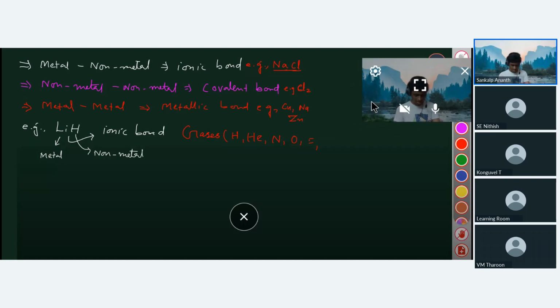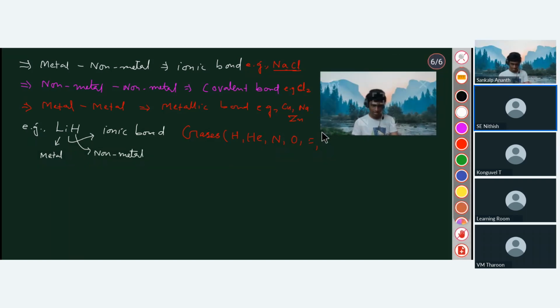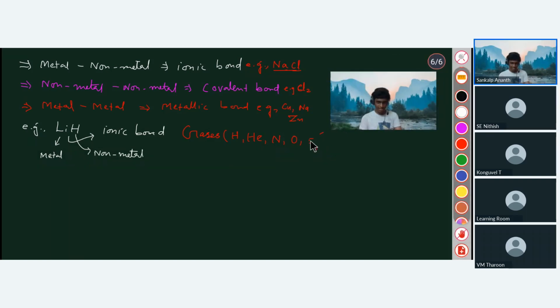Fluorine is a gas. Chlorine is also a gas. Neon is a noble gas. Argon is a noble gas. Similarly, krypton is a gas. Remember that whatever exists in the gaseous state at room temperature is your gas.